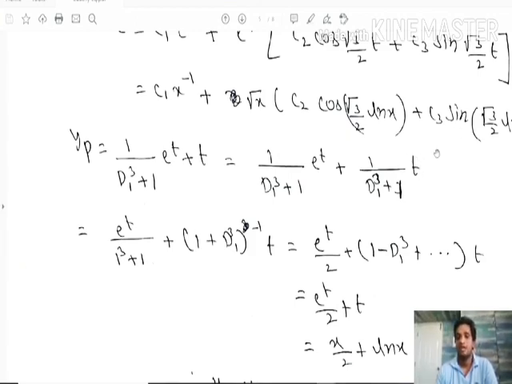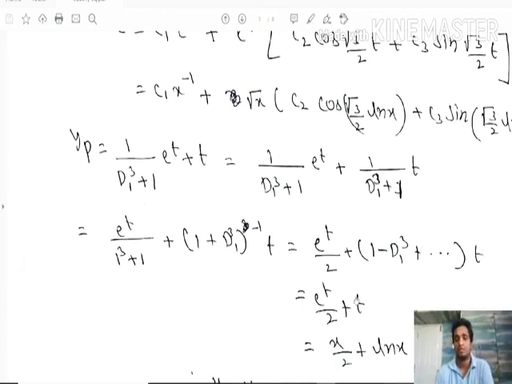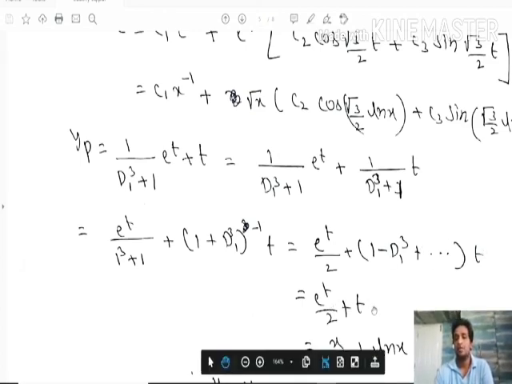So this is in the form of x power n. What I am doing is bringing the denominator to the numerator: it is (1 plus D cube) whole power minus 1 into t. So this value becomes e power t by (1 cube plus 1), that is 2, plus this is the expansion of (1 plus x) whole inverse, that is 1 minus x plus x square and so on. I am not writing all those terms because here the term is only t. 1 into t will become t, and D cube of t means the derivative three times of t: one time will be 1, second time will be 0. So no need to write all those terms, that's why I am skipping them. So e power t by 2 plus t into 1, t, remaining all zeros will come here.